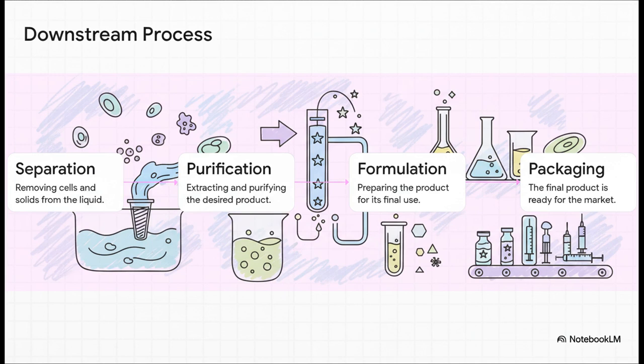First, you have separation. You have to remove the product from the microbes and all the leftover liquid. Then comes purification, getting rid of all the unwanted stuff until your product is 100% pure. After that, formulation. This just means preparing it in a form we can actually use, like a tablet or an injection. And finally, of course, you have to package it.